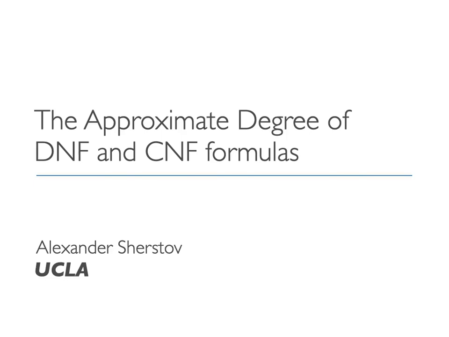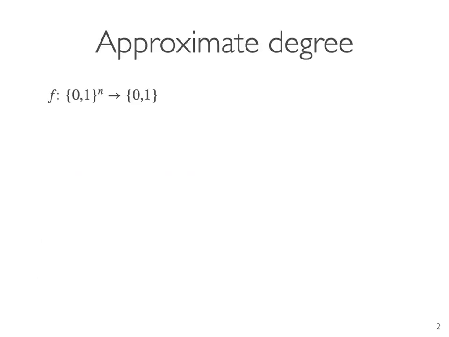Representations of Boolean functions by real polynomials play a central role in theoretical computer science. This talk is about what I consider a particularly natural and important complexity measure called approximate degree. The notion of approximate degree was introduced 30 years ago in the seminal paper of Nisan and Szegedy.